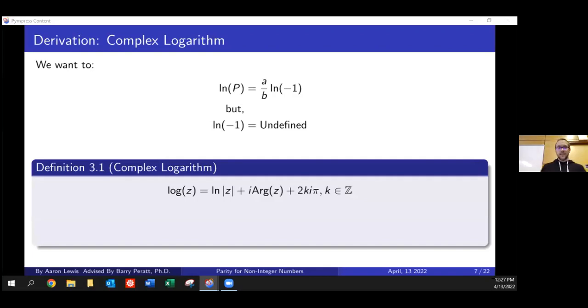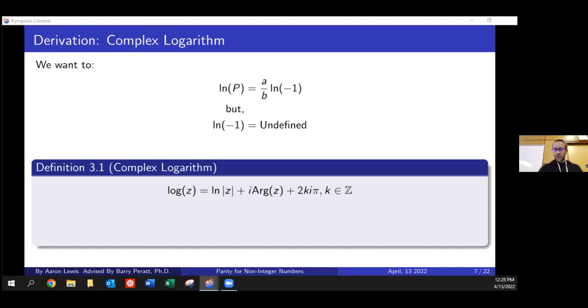It is this. We denote it as log log to differentiate it from the natural log, ln. It is the natural log of the magnitude of the complex number plus i times the argument, which I'll get to in a second, plus 2kiπ. The 2kiπ is due to the relationship in the complex world between the exponential function and the trig functions.